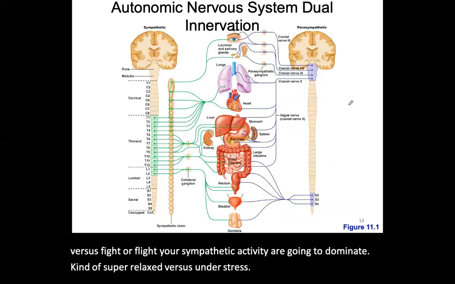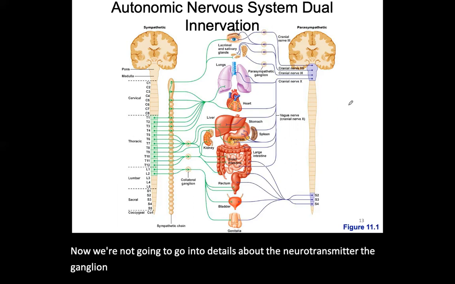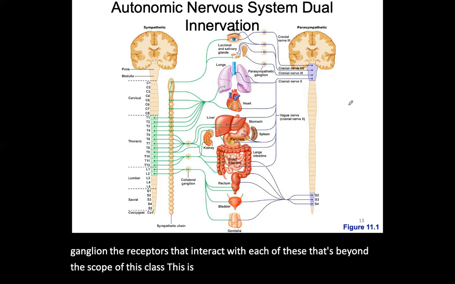Now, we're not going to go into details about the neurotransmitters, the ganglia, and the receptors that interact with each of these. That's beyond the scope of this class. This is an anatomy class. You will get a high dosage of that during physiology.